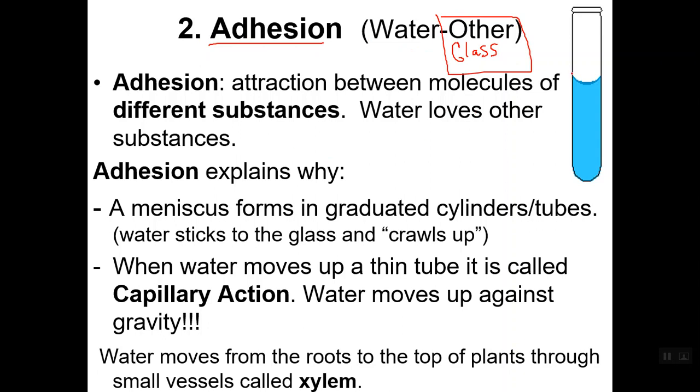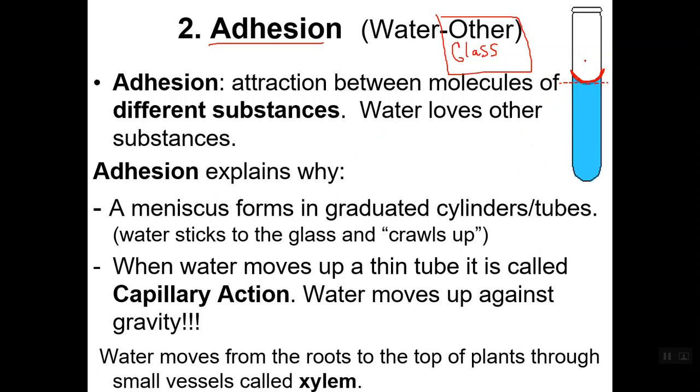If you have a test tube, you can see this pretty easily. Water will stick to the sides of the test tube, and you get this meniscus. You get this curved line. And that's why you always measure at the bottom of that meniscus, because that's the true water level. The water being pulled up the sides is not actually where the water level is, right?